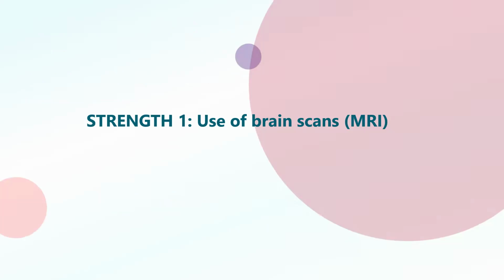Let's look at the first strength that can be used in this answer, which is use of brain scans. MRI brain scans make the study more objective as changes in gray matter are measured scientifically rather than relying on self-report. Now, you need to expand on this point. The second strength is longitudinal design. Participants were scanned before and after the mindfulness program, which allows researchers to observe changes over time, which strengthens conclusions about the effects of mindfulness.